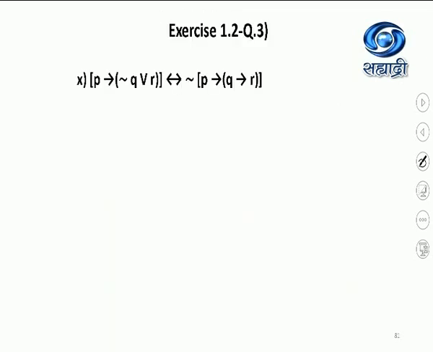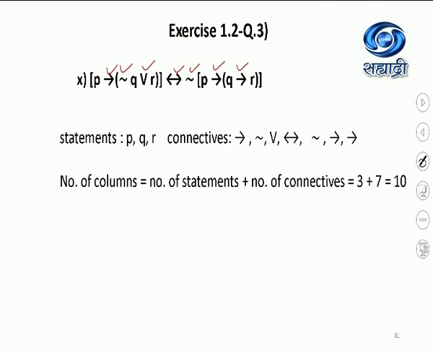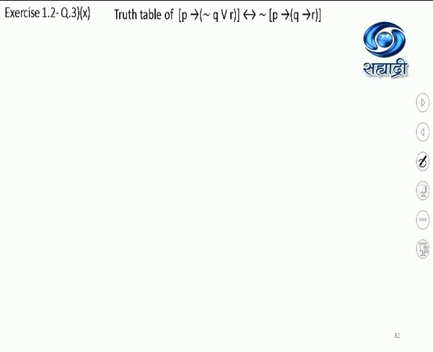I'll take one more example, the 10th one. You can see there are 3 statements P, Q, R and connectives 1, 2, 3, 4, 5, 6, 7. Let's confirm. Yes, 3 statements, 7 connectives. So there will be 10 columns. There is no space left on this slide, so now I will go for the truth table on the next slide.